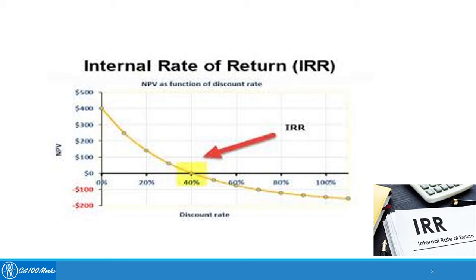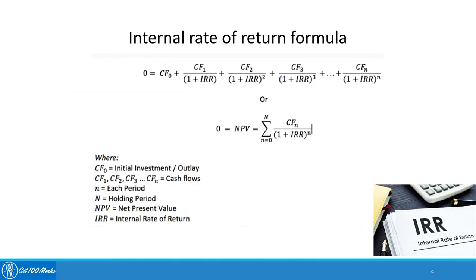Let's understand the formula and then understand the concept through an example. The internal rate of return formula hence becomes 0 equal to CF0, which means initial investment. This will obviously be negative, plus CF1, CF2, CF3, up to CFN, which are the cash inflows, divided by 1 plus IRR, (1 plus IRR) squared, and so on, where IRR is the discount rate.